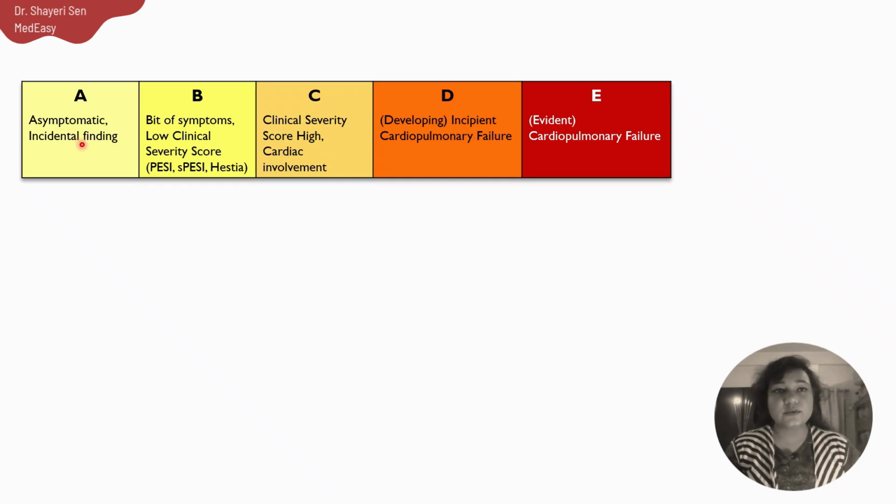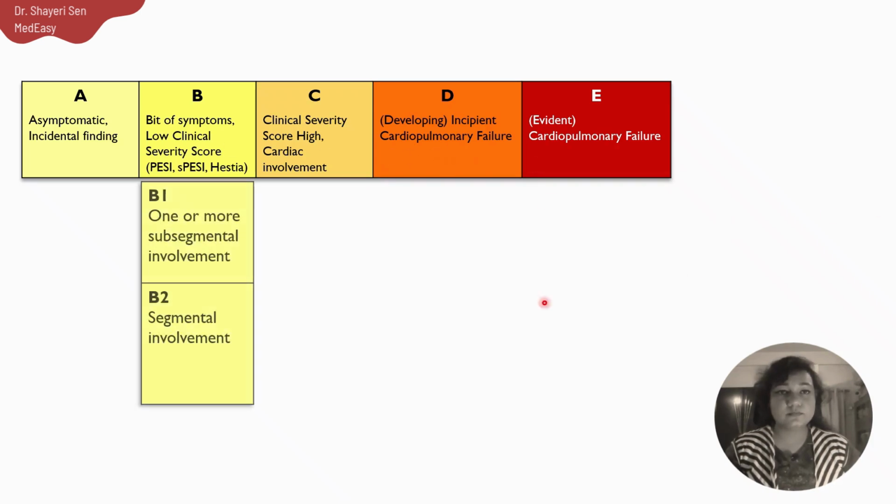Right? So these are the broad categories of our pulmonary embolism patients. We no longer use the massive submassive criteria. We are going to use A, B, C, D, E. Let's come to the subcategories. B has been subcategorized into B1 and B2. B1 means there is one or more subsegmental involvement, and B2 is segmental involvement.